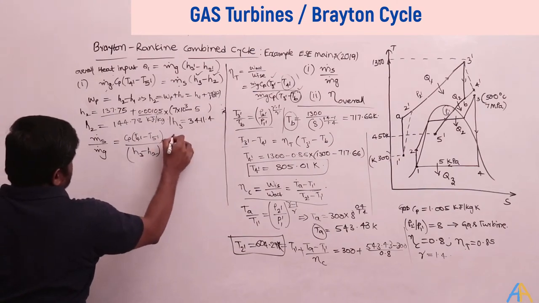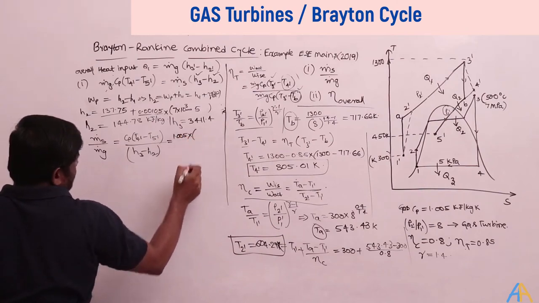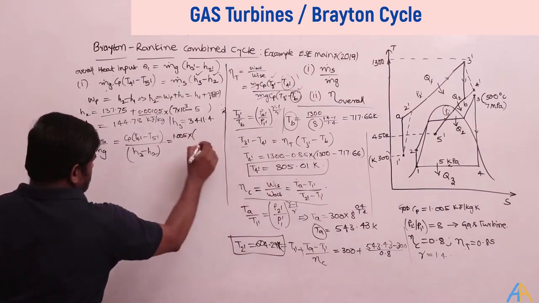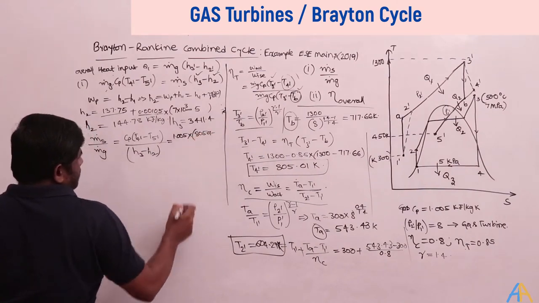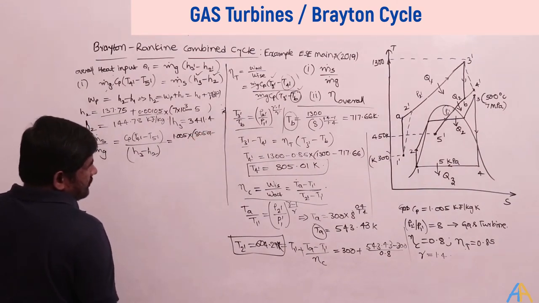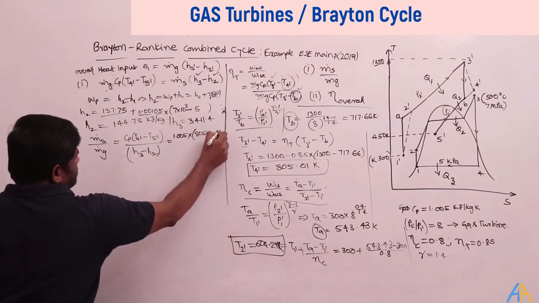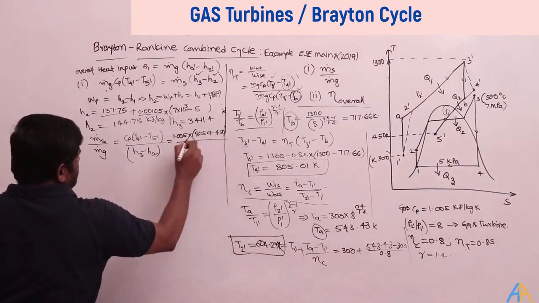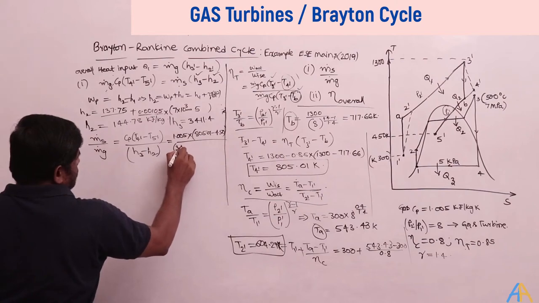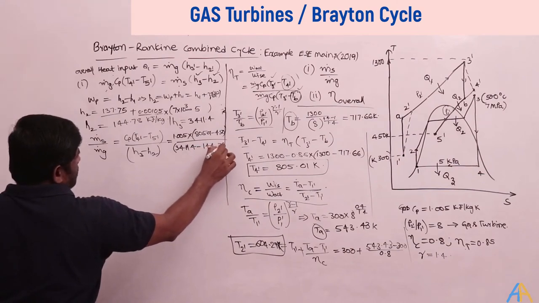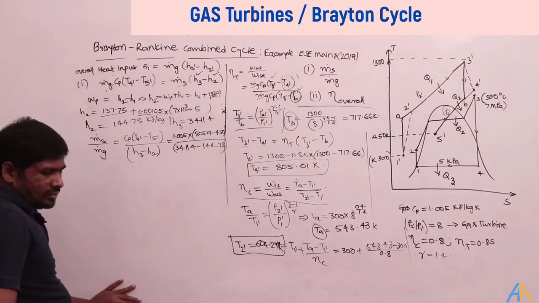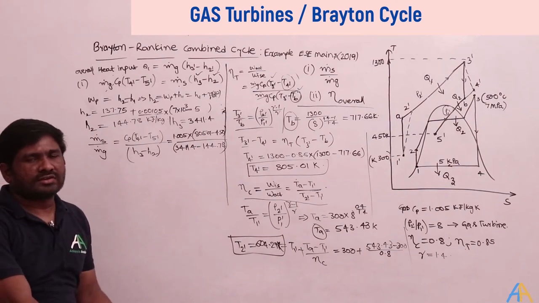That equals, cp value is how much? 1.005 into T4, where is T4 here? 805.01 minus T5, where is T5? 450, it is directly given in the problem, divided by 3411.4 minus 144.78. Again, you need to make sure whether the dimensions are matching or not.